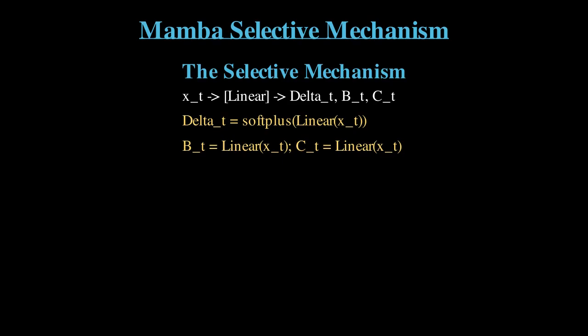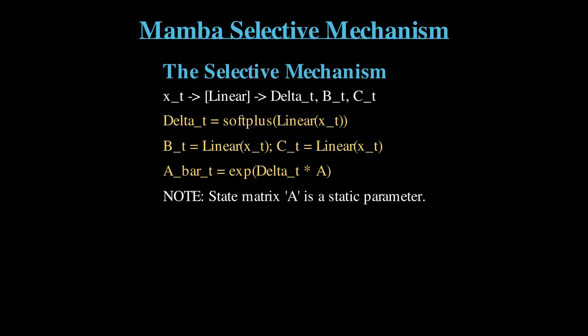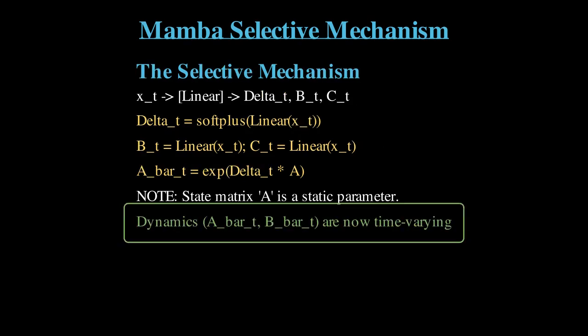With these input-dependent values, we can then compute the discretized parameters for the current step. A bar sub t equals the exponential of delta sub t times A. And B bar sub t is derived from delta sub t and B sub t. Now here is a crucial detail: the core state matrix A itself remains a learnable parameter of the model, it is not input-dependent. This restriction is the key that unlocks an efficient parallel algorithm later. The result is that we now have time-varying discrete dynamics. A bar sub t and B bar sub t change at every step, driven by the current token.